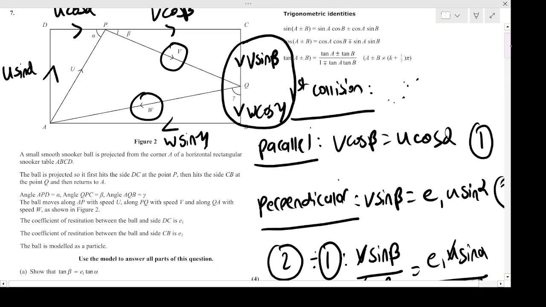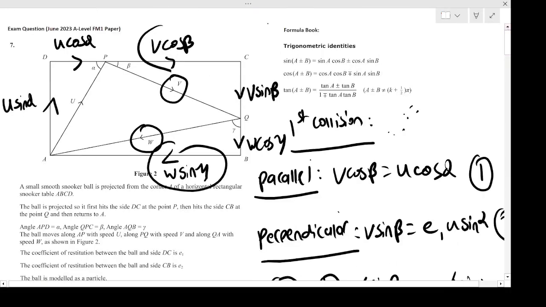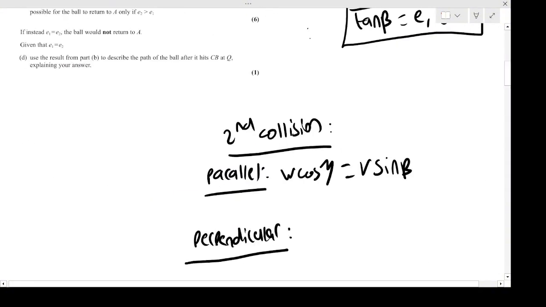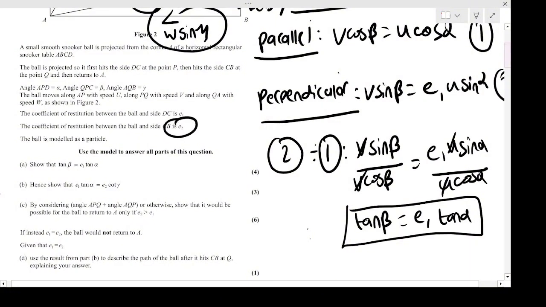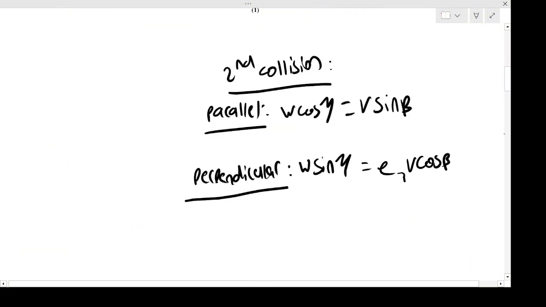So then the perpendicular components are going to be here and here, right? Hopefully you're happy with that. So that's going to be W sine gamma, and that's a gamma. Mine looks like a Y. I can't draw gammas very well. So W sine gamma is E lots of V cos beta, because E acts perpendicular. And actually, it's going to be E2, the coefficient of restitution for the second wall.